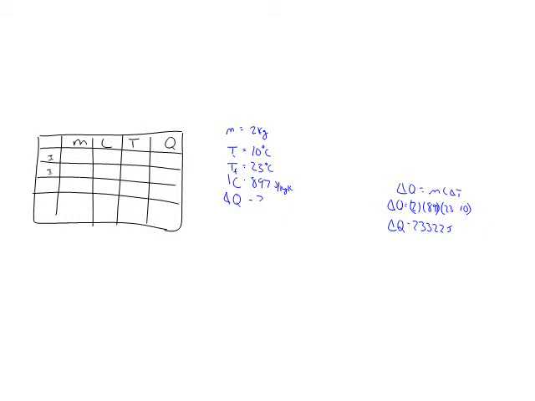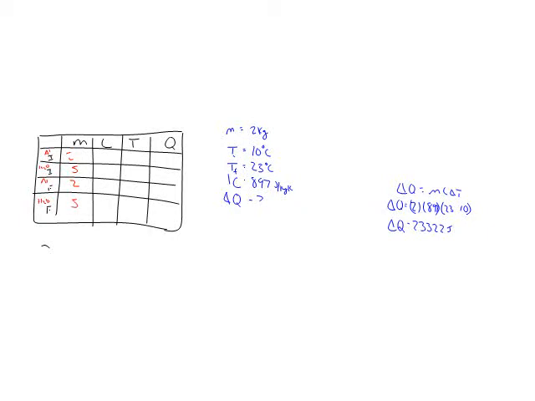Initial, initial, final, final. What are our 2 objects? Aluminum and water. What's the mass of the aluminum? 2 kilograms. So make sure you put it in both initial and final. What's the mass of the water? 5 kilograms. Good. 5 liters, 5 kilograms for water.